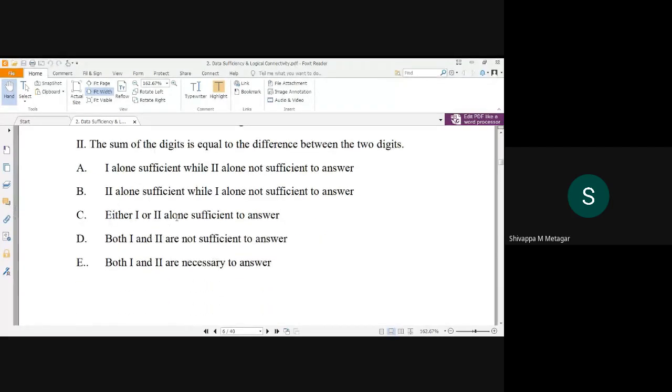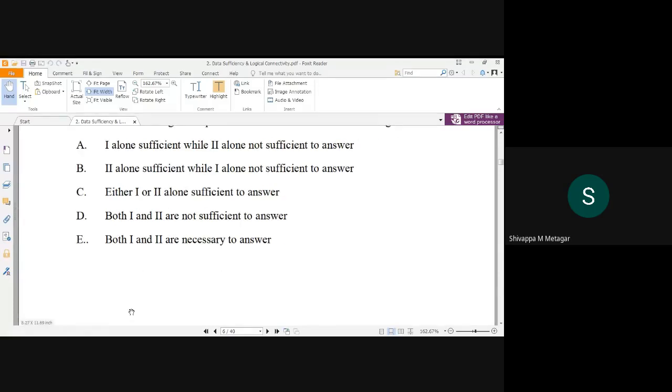Here, one alone is sufficient, or two alone is sufficient, either one or two alone are sufficient, or both are not sufficient, or both are sufficient. Here both are necessary to answer the question. Your answer should be E, that both statement 1 and statement 2 are necessary to answer the given question, because you have used some part of statement 1 in statement 2.